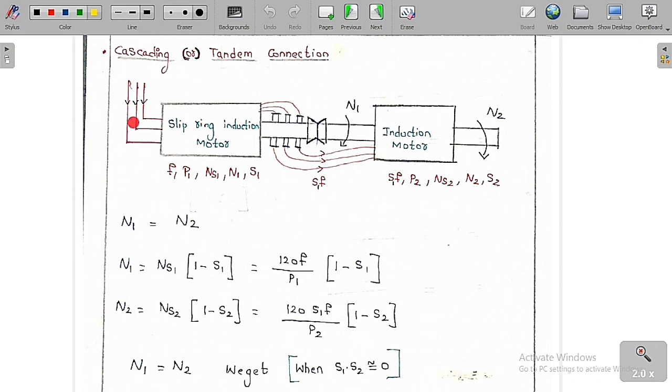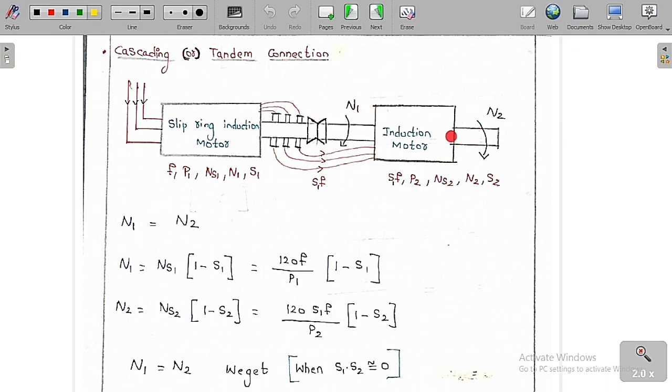Let me assume the supply frequency for the slip ring induction motor is f, the number of poles on the stator is P1, the synchronous speed of the rotating magnetic field in the slip ring induction motor is ns1, the rotor speed is n1, and the slip is s1. Then the frequency induced in the rotor is s1 times the supply frequency f. This frequency is now the input to the stator of the squirrel cage induction motor. Let me assume the rotor of the squirrel cage motor rotates at a speed n2, while here the rotor is rotating at n1. The supply frequency is s1 into f, the number of poles on the stator is P2, the synchronous speed of the rotating magnetic field is ns2, the rotor speed is n2, and the slip of the squirrel cage induction motor is s2.